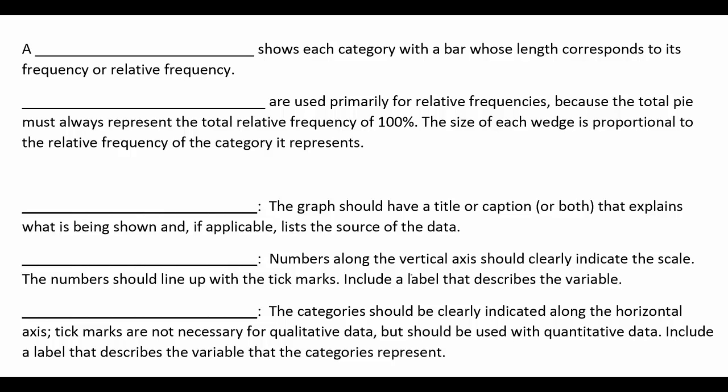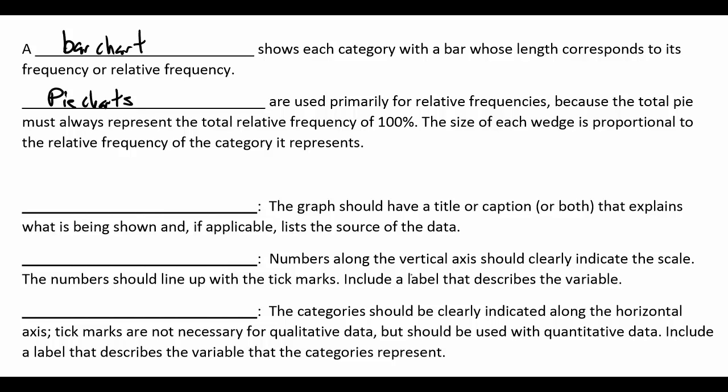A bar chart shows each category with a bar whose length corresponds to the frequency or relative frequency. Pie charts are used primarily for relative frequencies because the total pie must always represent the total relative frequency of 100%. The size of each wedge is proportional to the relative frequency of the category it represents.